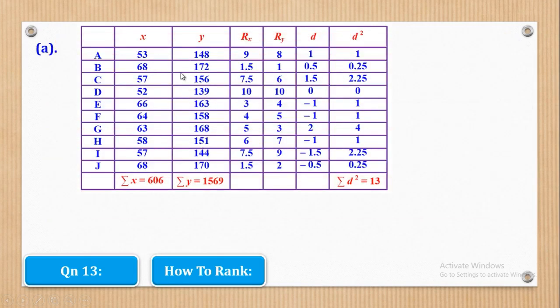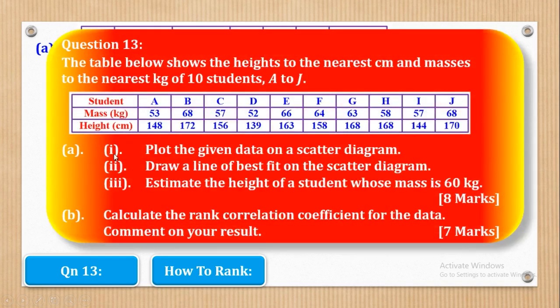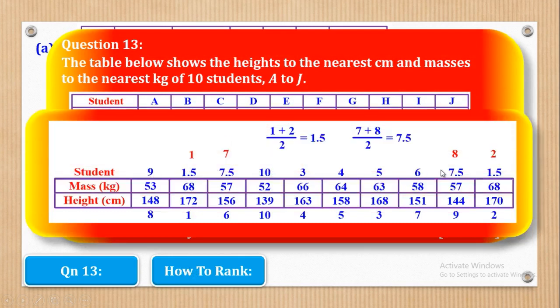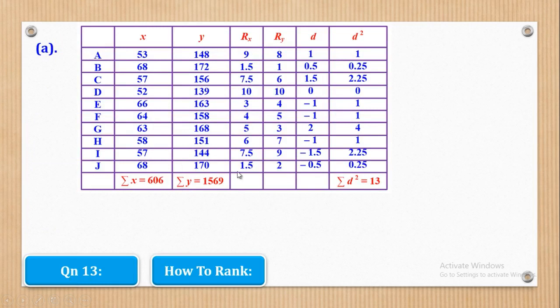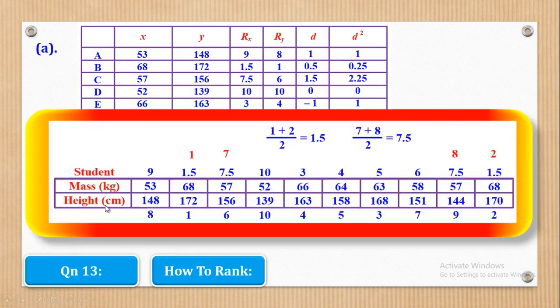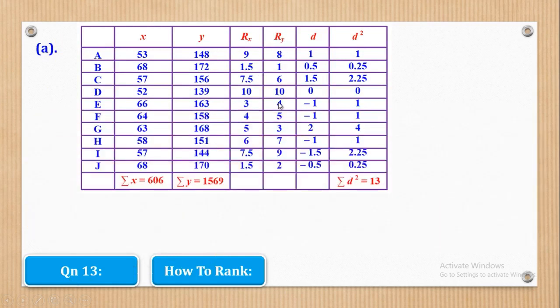So after doing that, you are going to sum all these ones to come up with this, and sum all these ones to come up with summation of y. Now these ranks for mass which you got here will be denoted by Rx, and also these ranks for height which you got here will be denoted by Ry. So these are the values for ranks for y.